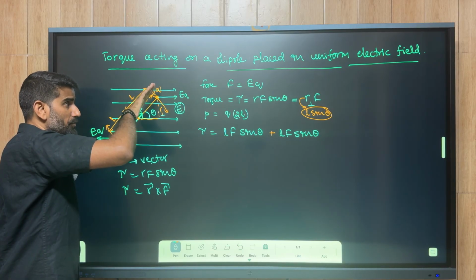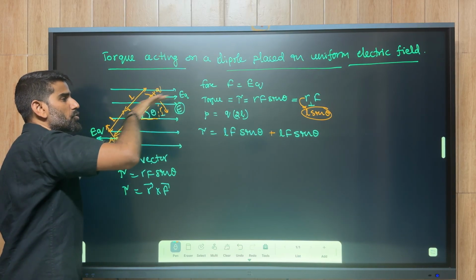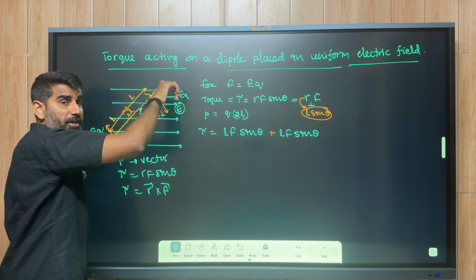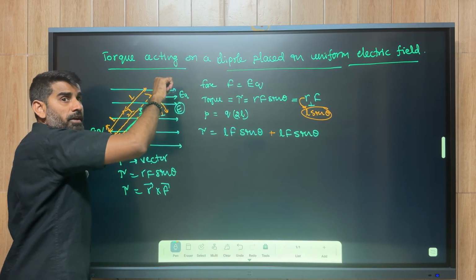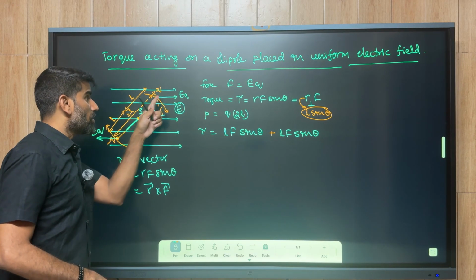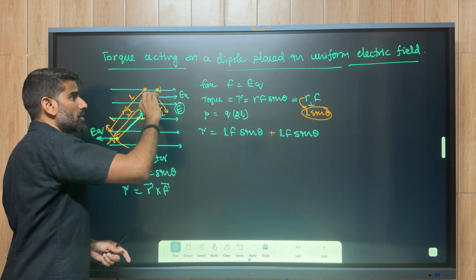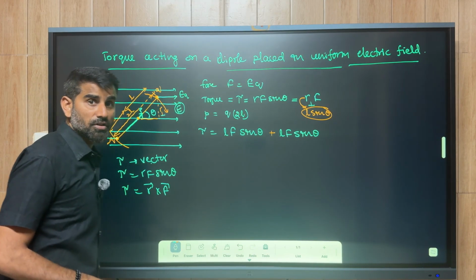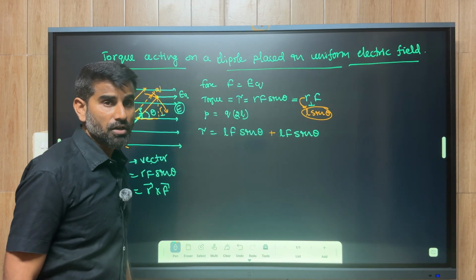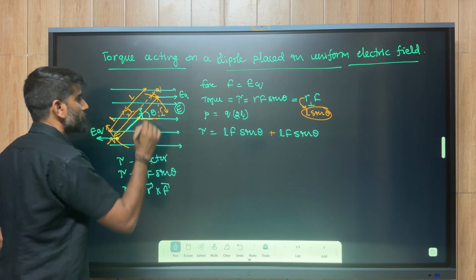In which direction is the force acting? To the right. Curl them towards the right. Then the thumb is pointing inwards. That means the torque on this dipole due to this force is into the board. So the first one is into.